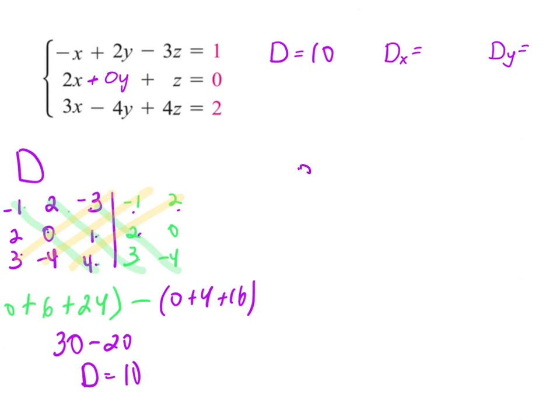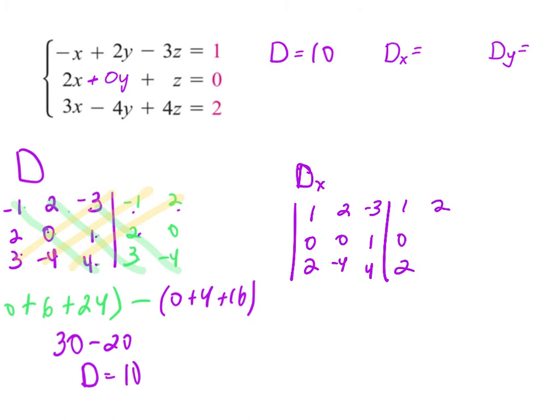All right, now let's do d sub x. So instead of my x values, what am I plugging in? Answers. The answers, good. So I have 1, 0, 2, and then for y, I have 2, 0, negative 4, and for z, I have negative 3, 1, and 4. Recopy the first two columns, 1, 0, 2. 2, 0, negative 4. So I have here, here, here. What is 1 times 0 times 4? 2 times 1 times 2? 4. Negative 3 times 0 times negative 4? 0. Yep.